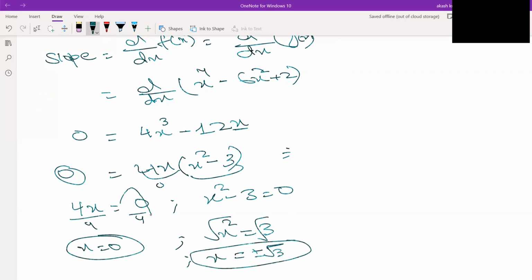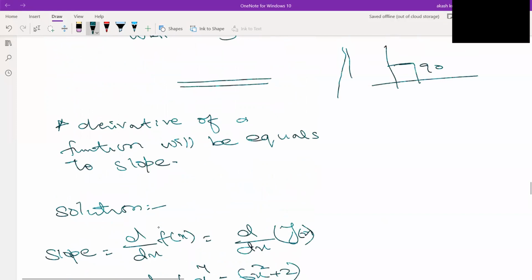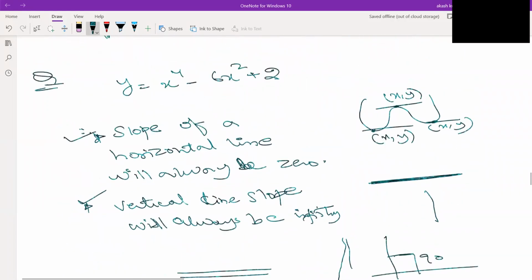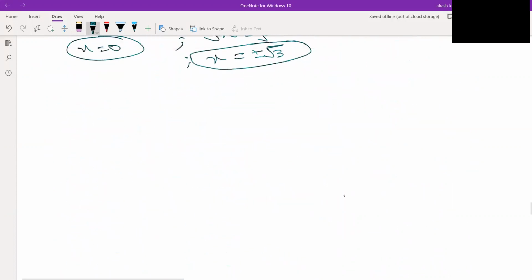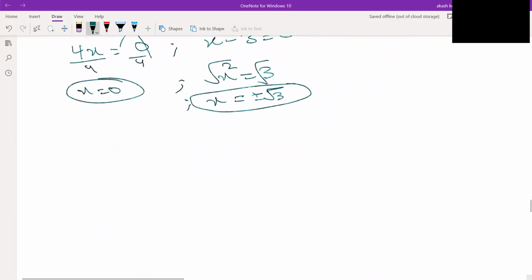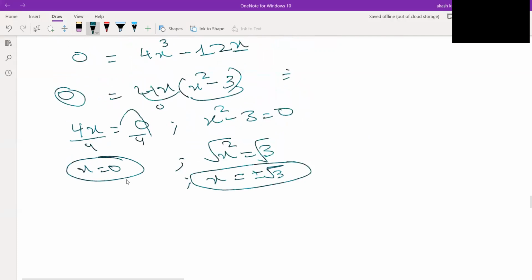Yes. So these 3 values that we have got. And we know that our tangent curve is touching the curve at 3 points. So these are the 3 points. Let's find out if they have asked us to find them. Here there are only 2 points. There are 3 points. One is x equals 0, one is plus square root 3, and one is minus square root 3, plus and minus are separate.